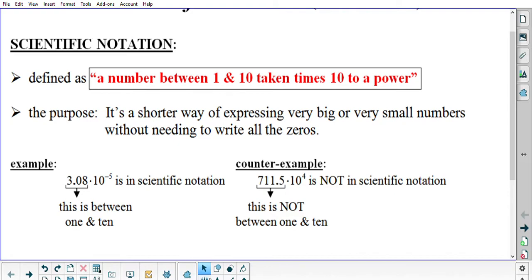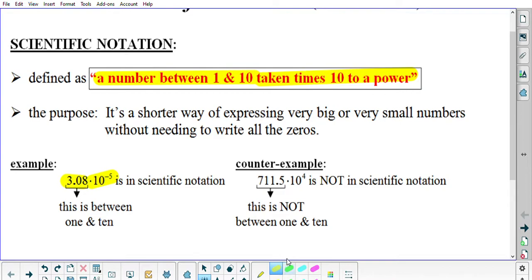So let's start with the first one here on the left, 3.08 times 10 to the negative fifth. That is an example of a number in scientific notation. Now why? Because it meets the definition. The first part of the definition for scientific notation is that it has to be a number between 1 and 10. If you take a look here, 3.08 is indeed between 1 and 10. The second part of the definition is that it has to be taken times 10 to a power. Clearly, we have here times 10 to the negative fifth power. And so that's why this is an example of a number that's been written in scientific notation.